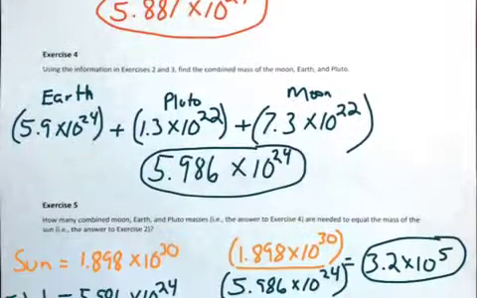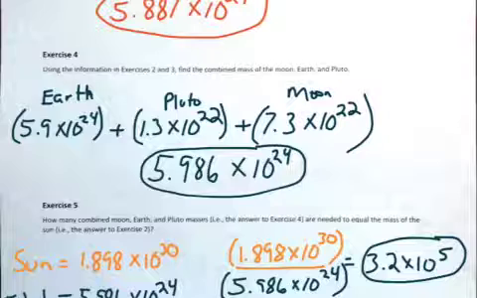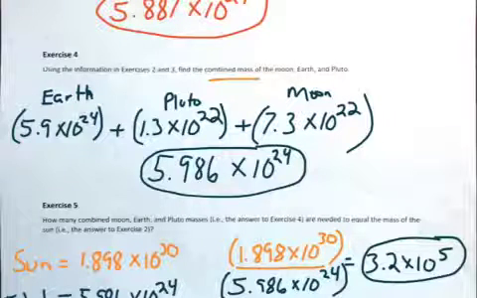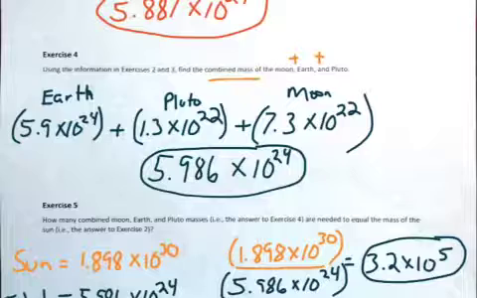Okay, in exercise 4, you're going to use the information in your previous problems to find the combined mass of the Moon, Earth, and Pluto. So combined mass, that's going to be addition. I'm adding them all up. I'm adding my Moon plus my Earth plus Pluto. So you can see I have that down here. So I'm adding that up.